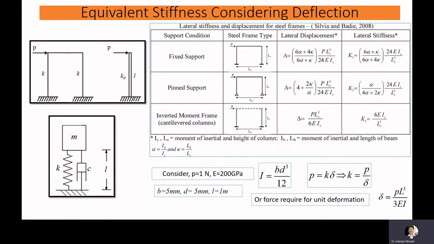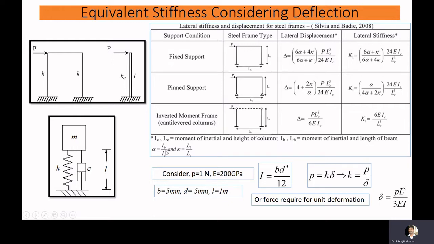Okay, so if you have any complex structure, and if you observe that you can model it using a single degree of freedom system, in such a case you can have an equivalent stiffness and you can model it. Okay, so for example, for this case, if we have a frame with fixed support conditions like this, and you apply load P in this direction, then your lateral displacement delta will be like this.